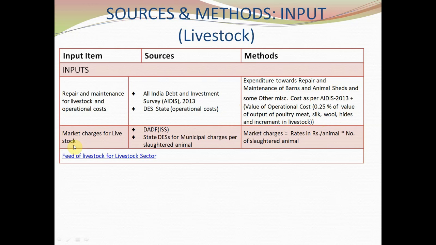Market charges for livestock: for these, sources are DADF ISS, integrated sample survey, and state DES for municipal charges per slaughtered animal. And market charges are calculated as rates in rupees per animal into number of slaughtered animals. Feed of livestock for livestock sector will be discussed later.